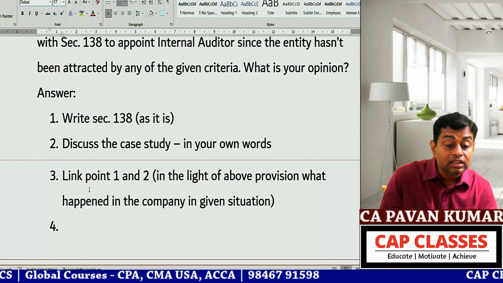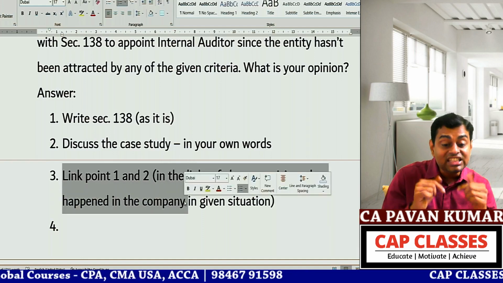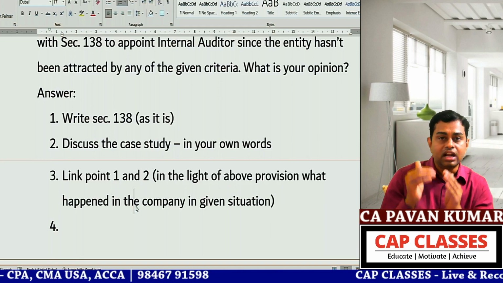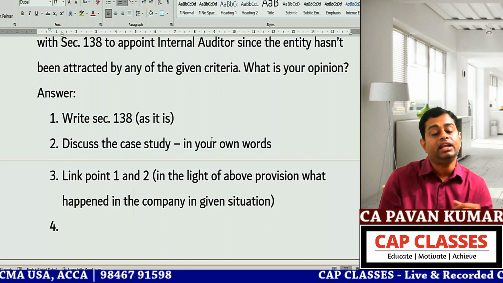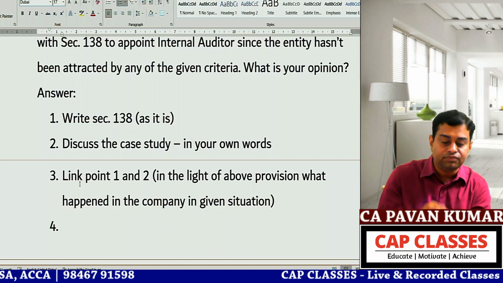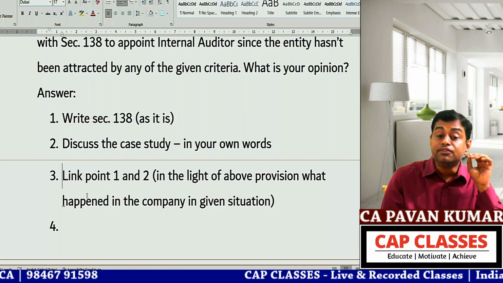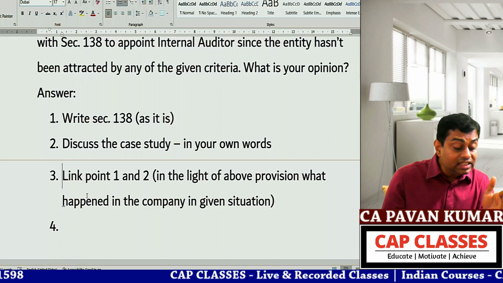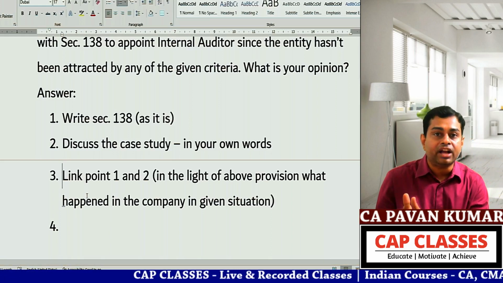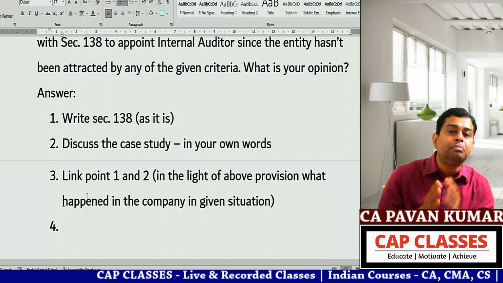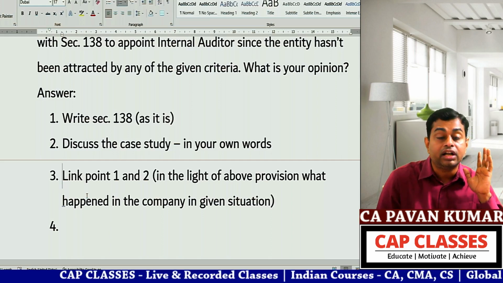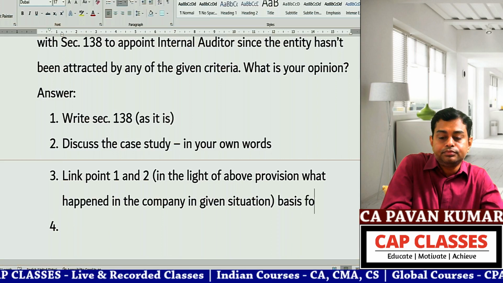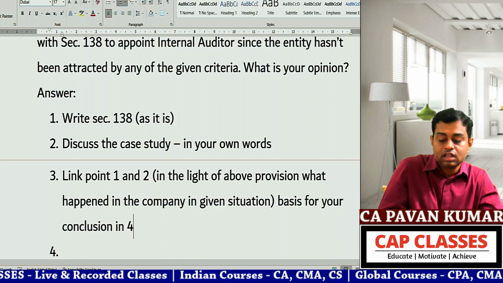So this is the basis for conclusion. For example, as per section 138, you have written the original provision, then you have discussed the case study, the situation, the facts of the case, then the third point. In the light of section 138, it is to be observed that for a listed company, there is no criteria specified. That means all the listed companies must comply with section 138 and appoint an internal auditor. This is 3. 3 is the basis for 4. What is 4? 4 is the conclusion.